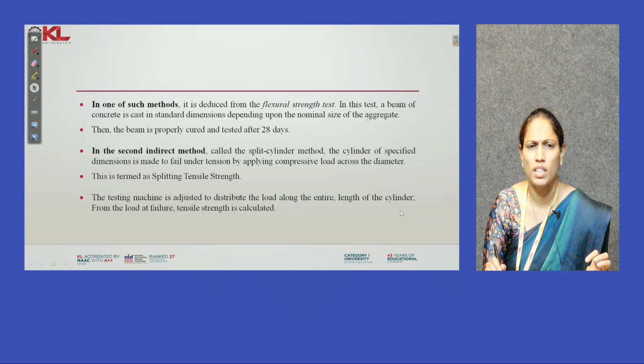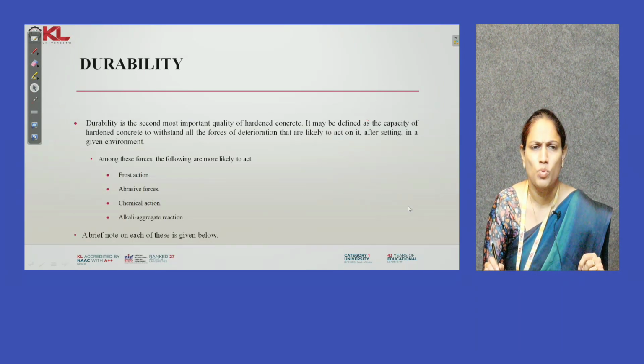In one of such methods, the flexural strength test is taken on beams, and the second one is the indirect method, a split cylinder method, where the specified dimensions are made to fail under tensile stress by applying a compression load across the diameter. It fails by splitting, which gives the splitting tensile strength. So next one is durability.